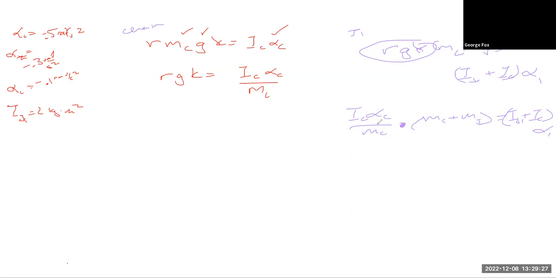And at this point, I know alpha C, I know MC, I know alpha 1, I know MC and MJ, I know IJ1. I have an equation with a single unknown, IC, and you solve for it. So plug in numbers. We have IC times negative 0.1 over mass of chair, which is 30, times (mass of chair plus mass of J) is equal to IJ1, which I said set equal to 2. Go ahead and distribute 2 times alpha 1, which is negative 0.5, plus IC times negative 0.5.